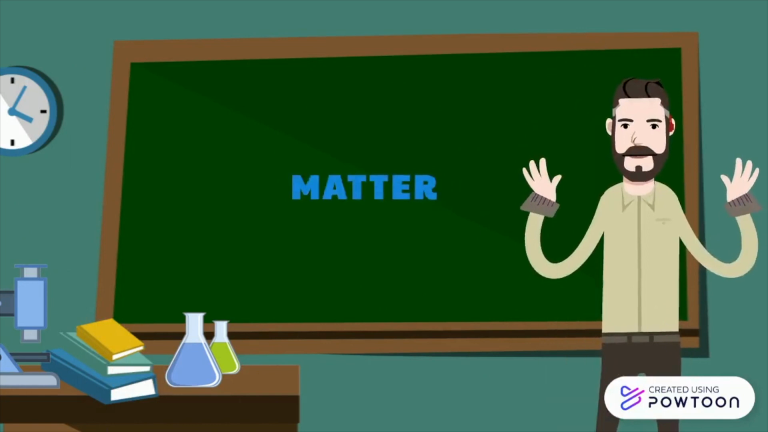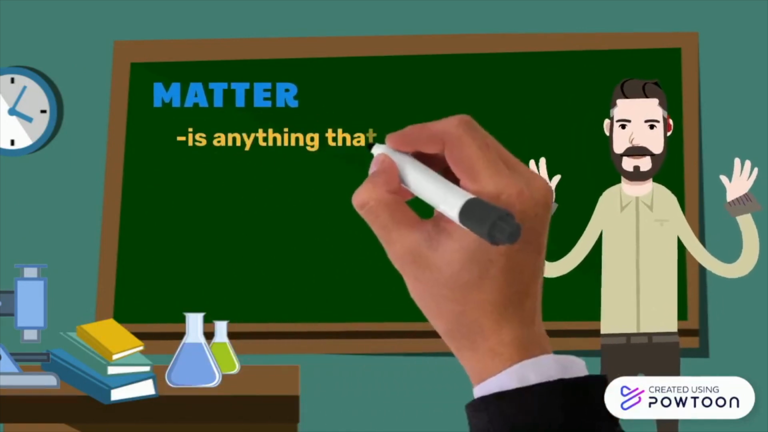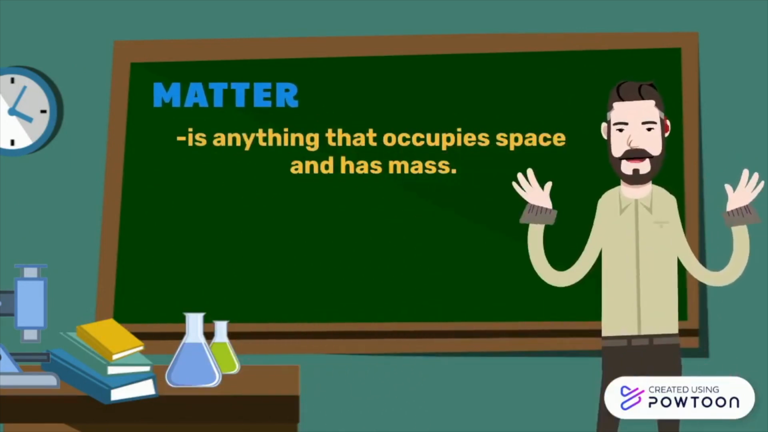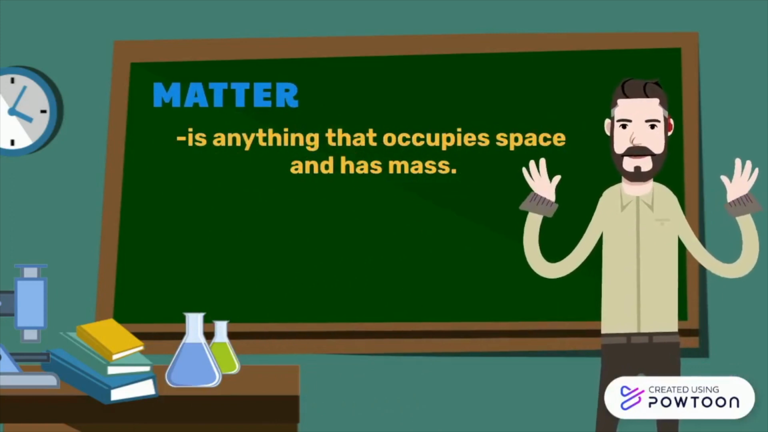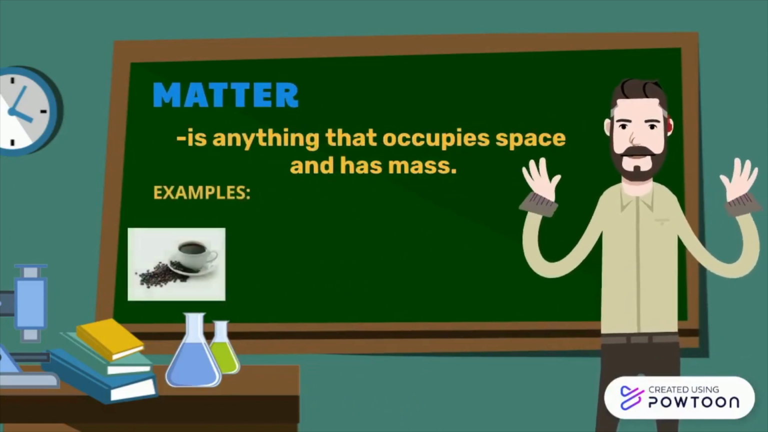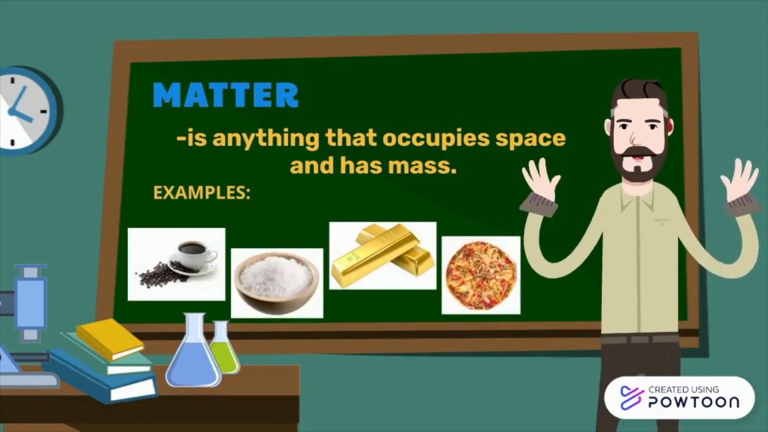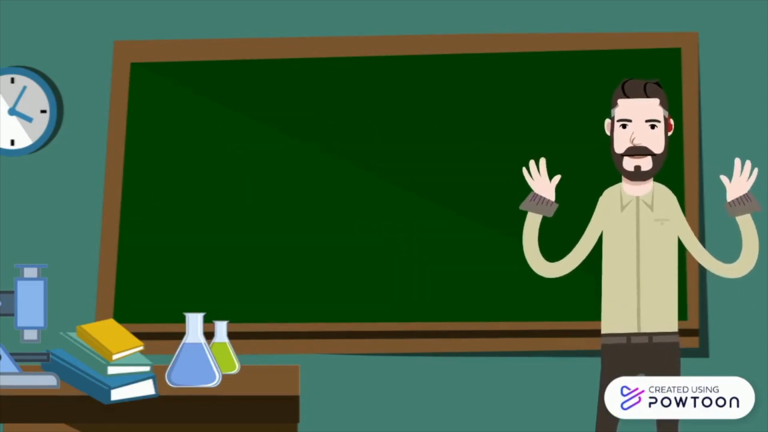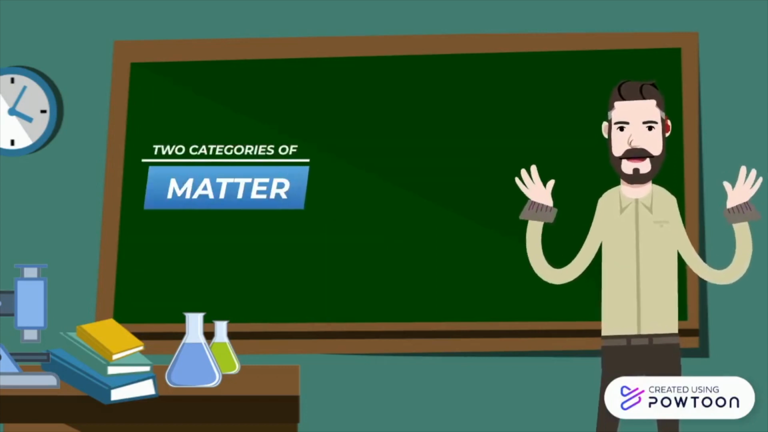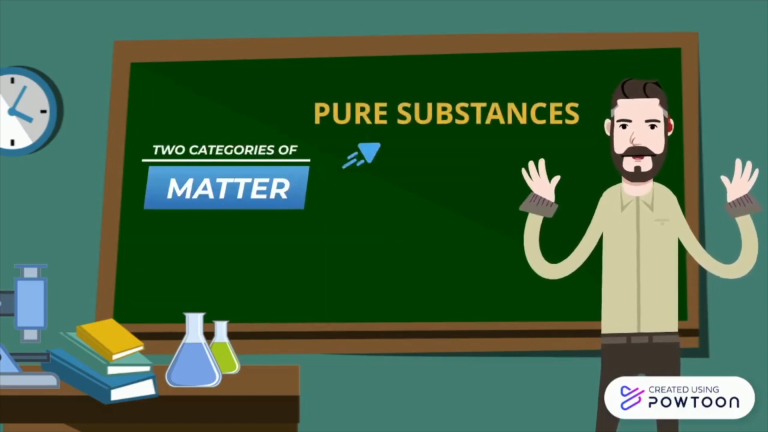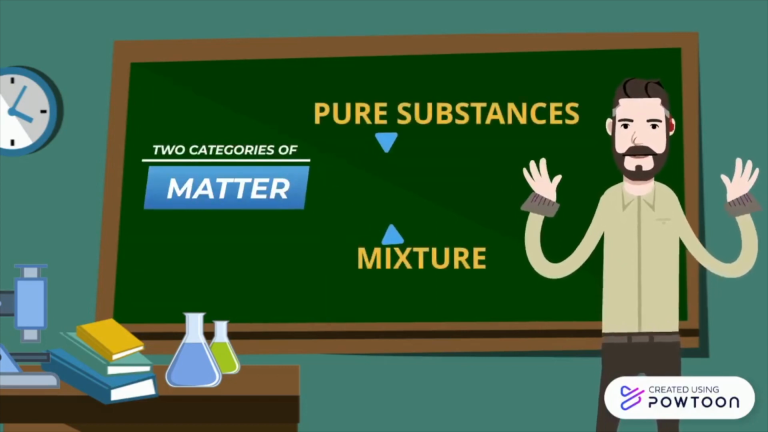Let's start with the word matter. Matter is anything that occupies space and has mass. Examples are coffee, table salt, gold bar, and pizza. Now, matter can be broken down into two categories, the pure substances and the mixture.